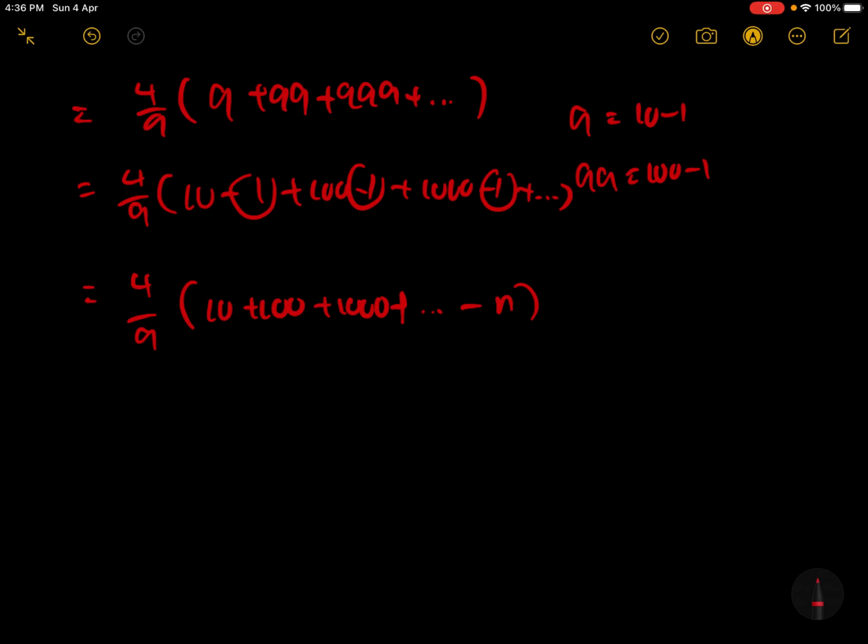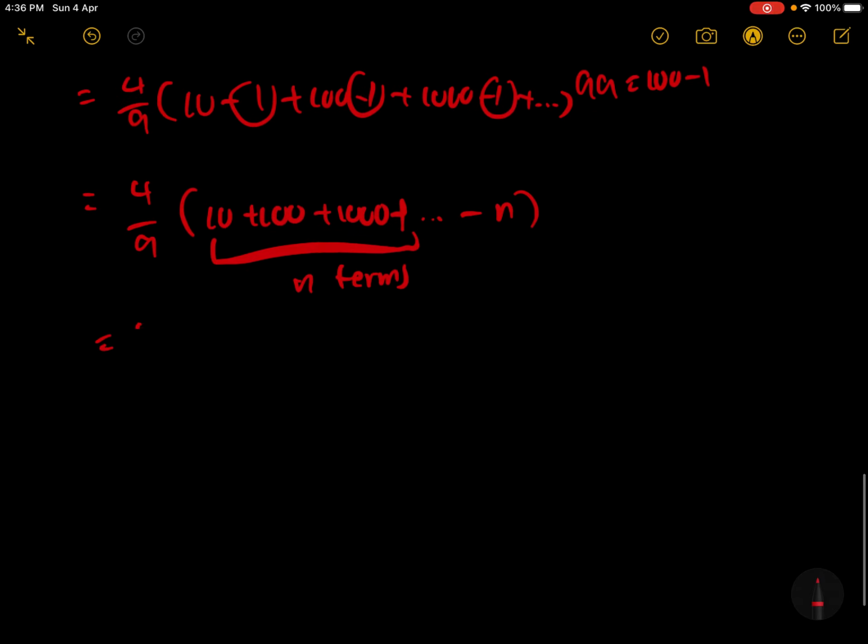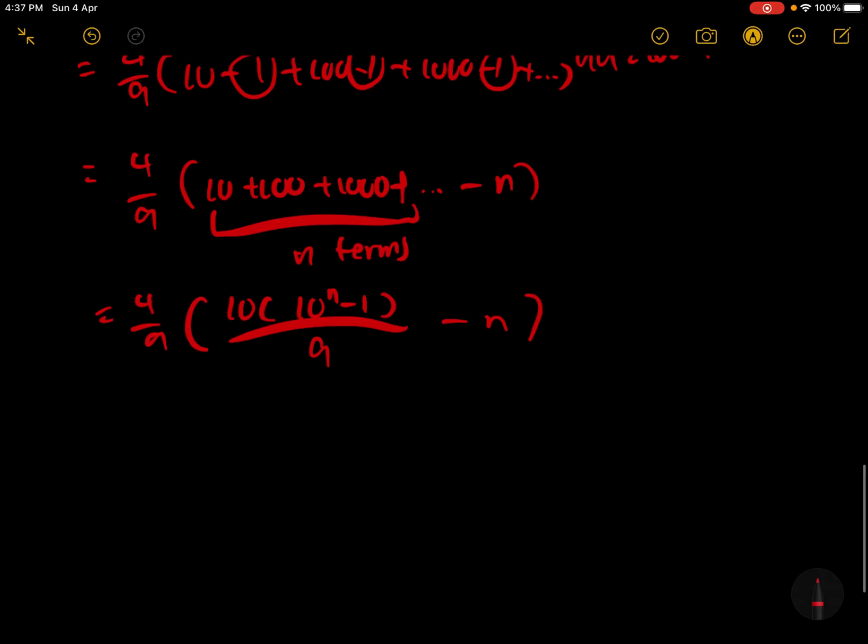Now, remember, there are n terms here. Since there are n terms, and this is a GP, because 10, 100, and 1000, the ratio here is 10. So with that, we will get 4 over 9, 10 times 10 to the n minus 1 over 10 minus 1, which is 9, minus n.